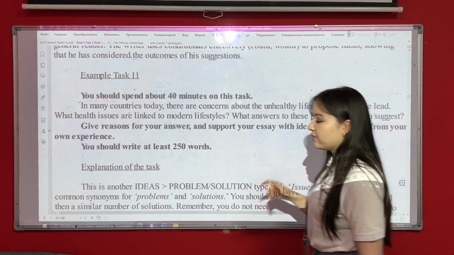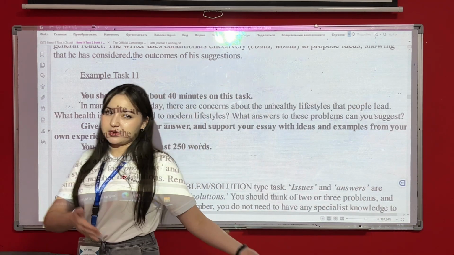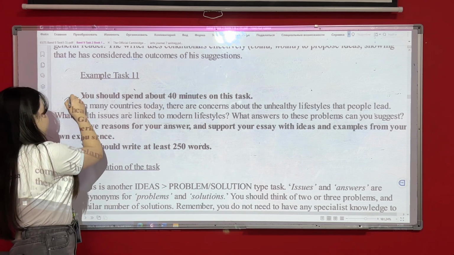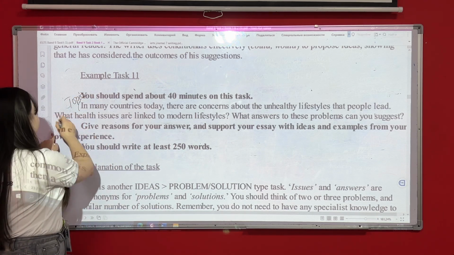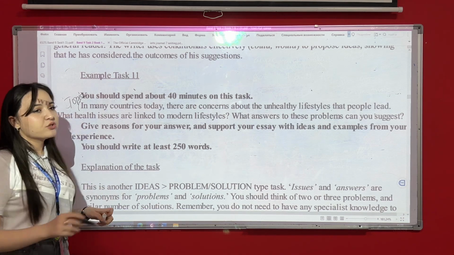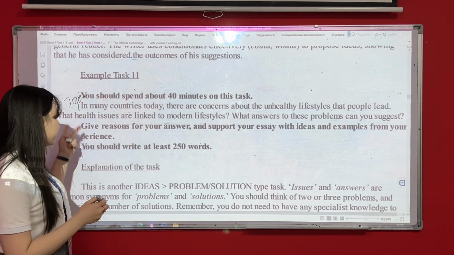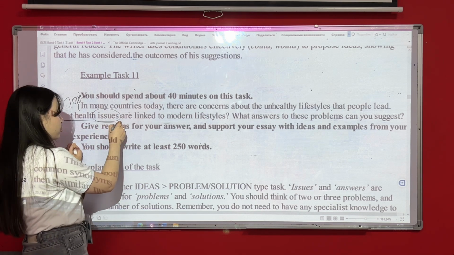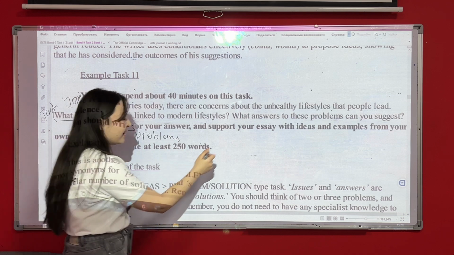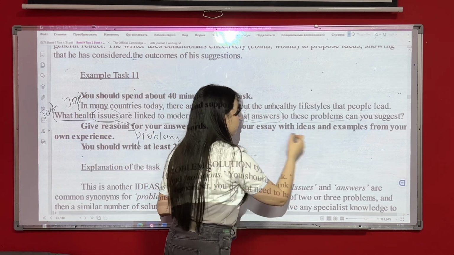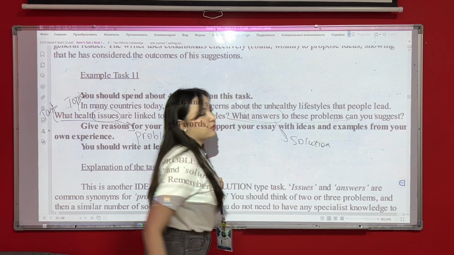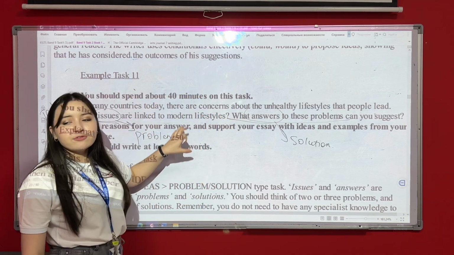Can you please tell me where is the topic and where is the task? First sentence is the topic. Very good. So the first is the topic and the second is the task. How many questions do you have, guys? Two questions. First of all, they are asking what health issues, so they are asking about the problems, right? Problems. And then what answers to these problems? So this is solutions. This is about problems, this is about solutions.